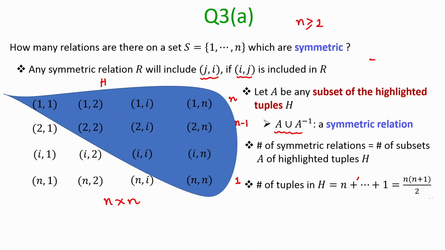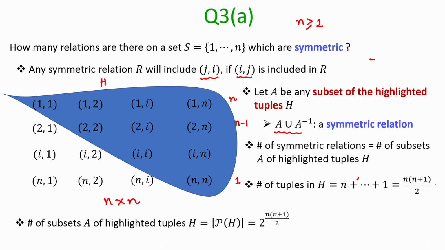So, if I sum these things I get n times (n plus 1) over 2 ordered pairs, and how many subsets of these ordered pairs I can form, that is nothing but the cardinality of the power set of the tuples in your set H. Since the set H has n times (n plus 1) over 2 elements, the number of subsets of these ordered tuples that I can form is nothing but 2 power n times (n plus 1) over 2. So, that is the number of symmetric relations that you can form over a set S consisting of n elements.